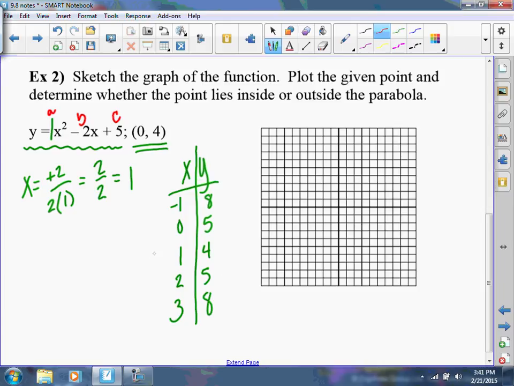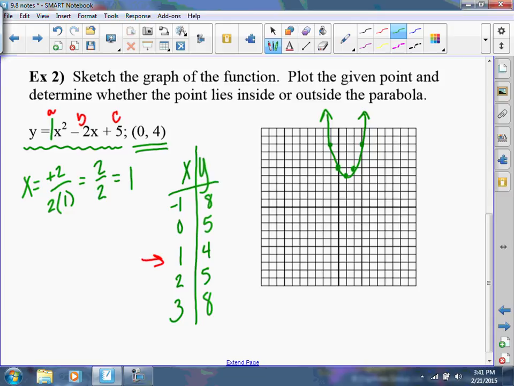Again, remember, this is my vertex here, the 1, 4. That's going to be the middle of my parabola. So negative 1, 8. It's right up there. 0, 5. And then 1, 4. And then it repeats. So 2, 5. And 3, 8. So use that symmetry to help you plot the points. And this is an equation now, so I can just make a solid line. I don't have to worry about shading on this one because it wasn't an inequality.